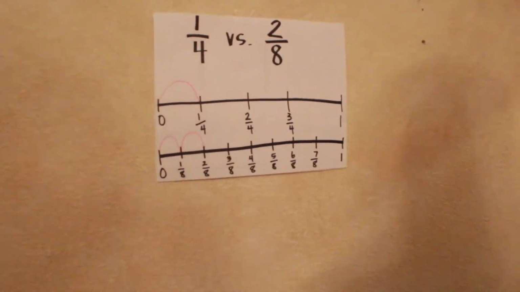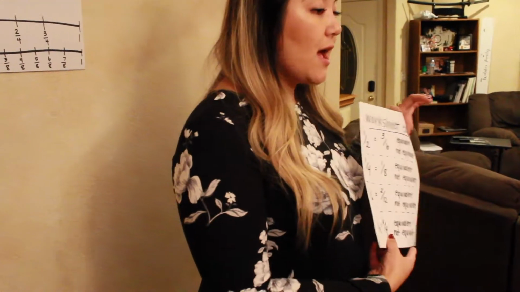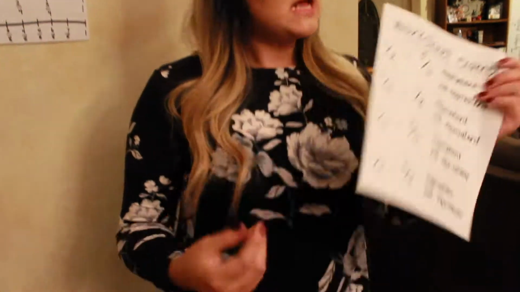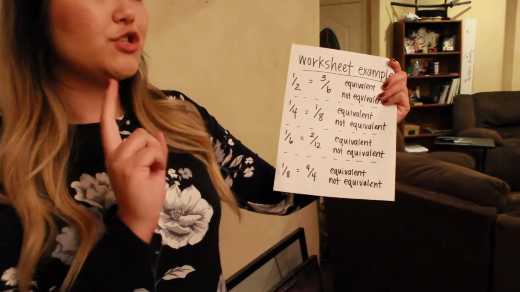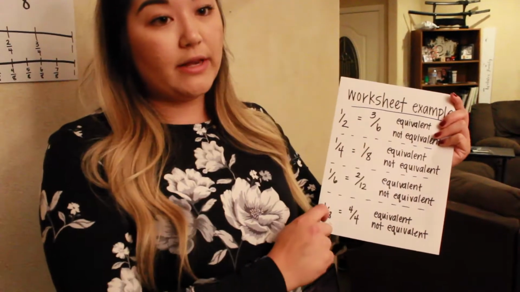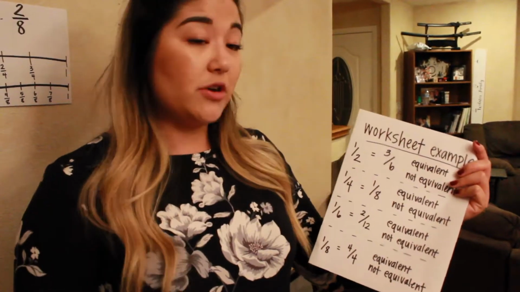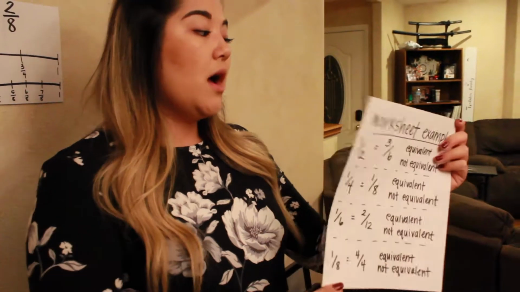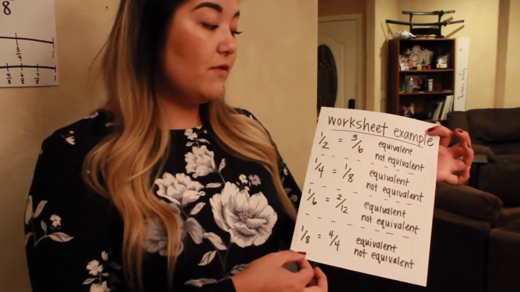Okay, so now that we've learned that we can use number lines to see if fractions are equivalent, and we've used measuring cups to see that fractions are equivalent, I'm going to pass out worksheets to the class. This is just an example worksheet. And these problems each have 2 fractions. And your job is to circle equivalent or not equivalent. You can use a number line, you can use the measuring cups. I'll leave them there if you would like to use them. Any way that you would like to use to solve this, you can go ahead and try your best.